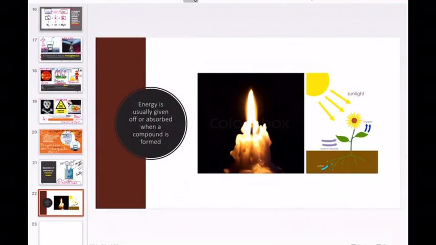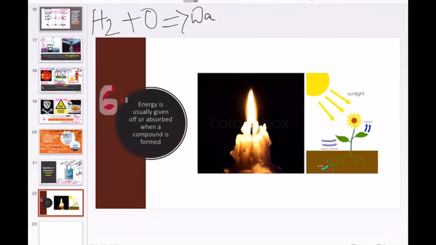Next, the last property. This is the last property, sixth. What does this property say? Energy is usually given off or absorbed when a compound is formed. Now it has been seen, students, when you chemically combine hydrogen and oxygen to form water, we get light and heat energy.